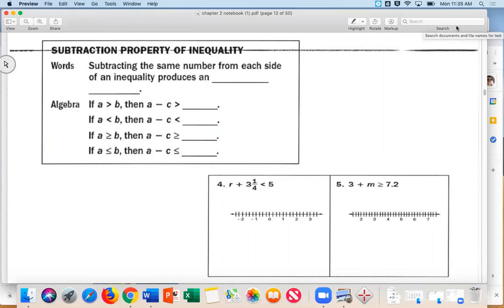All right, let's look at the subtraction property of inequality. Subtracting the same number from both sides holds true just like addition. So it produces an equivalent inequality.